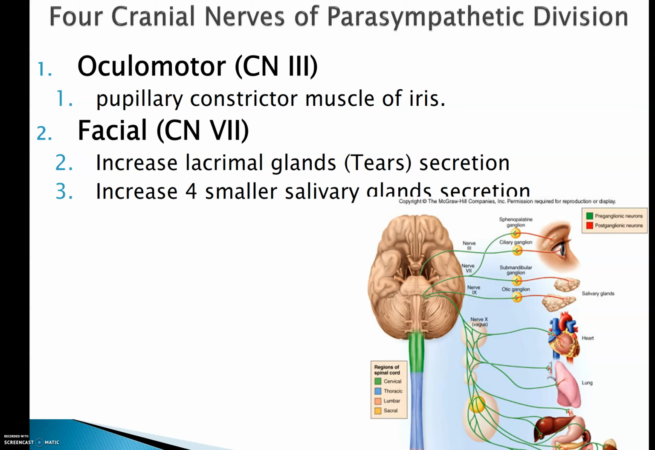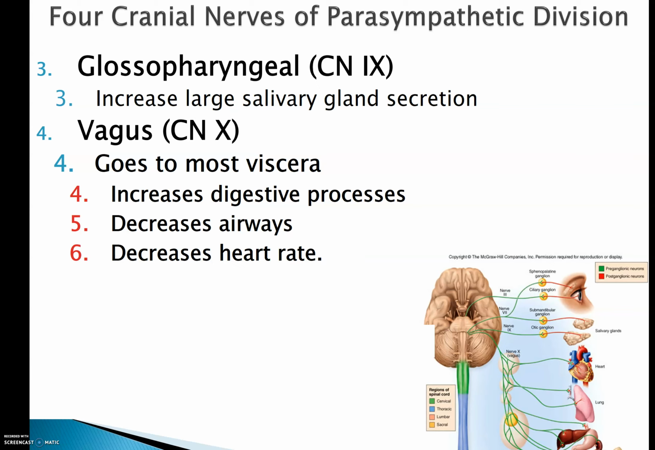Now it goes to the 4 smaller salivary glands. This always bugs me because they're actually underneath your tongue. So the ganglia is under your tongue. The glossopharyngeal is very boring. It goes to your larger parotid glands, which are on the side of your mandibular ramus, almost by your ear. And needless to say, salivary secretions are a parasympathetic response.